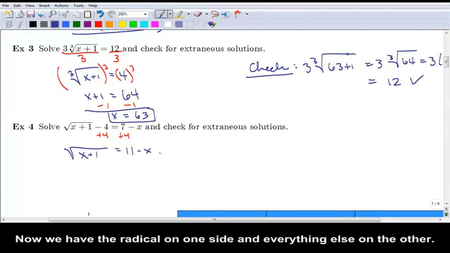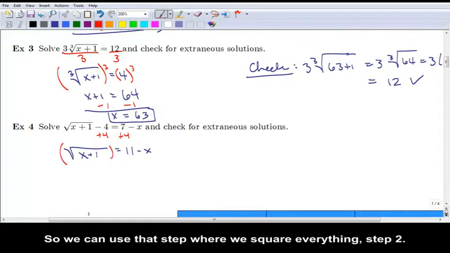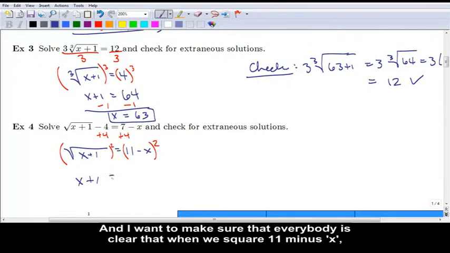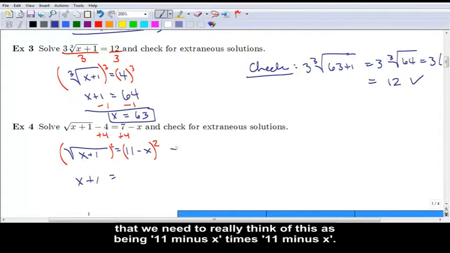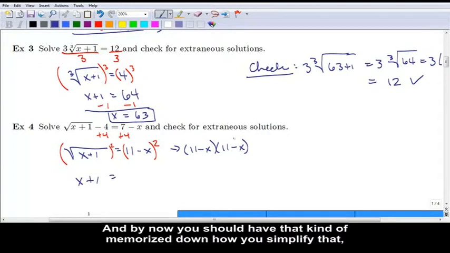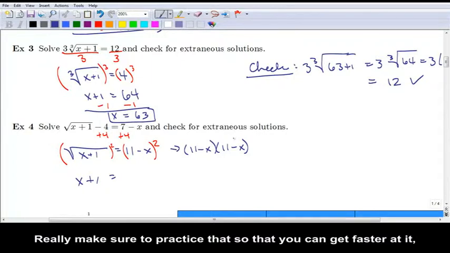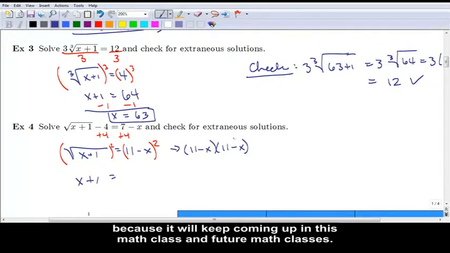Now we have the radical on one side and everything else on the other, so we can use that step where we square everything, step 2. We are then left with x plus 1, and I want to make sure that everybody is clear that when we square 11 minus x, we need to really think of this as being 11 minus x times 11 minus x. And by now you should have that kind of memorized down how you simplify that. But if not, you can go through and FOIL and simplify. Really make sure to practice that so you can get faster at it, because it will keep coming up in this math class and future math classes.